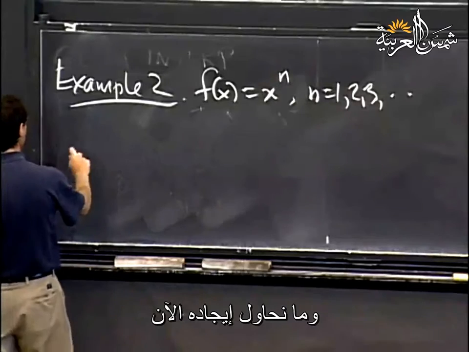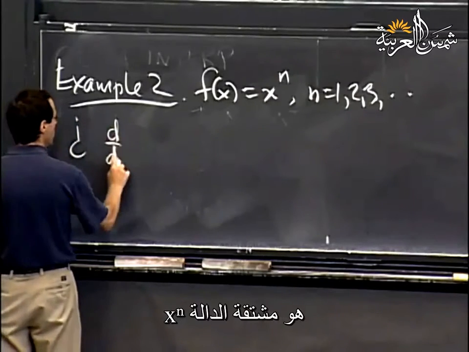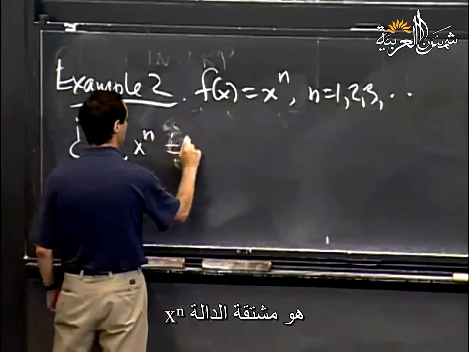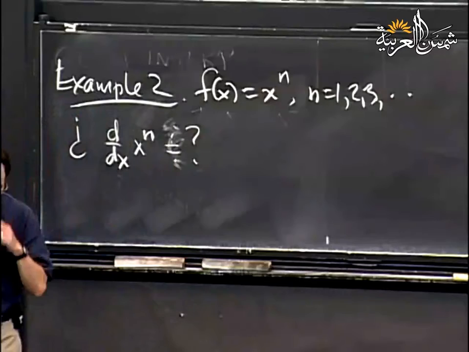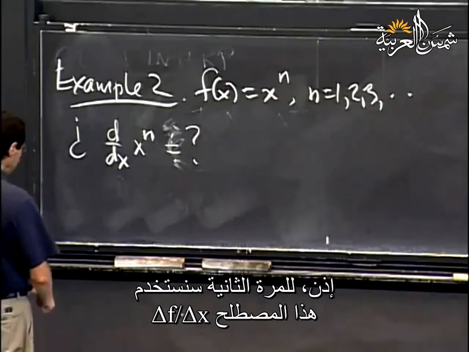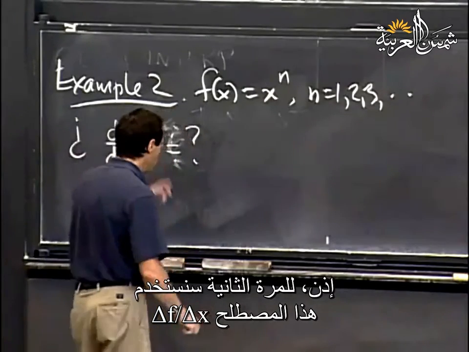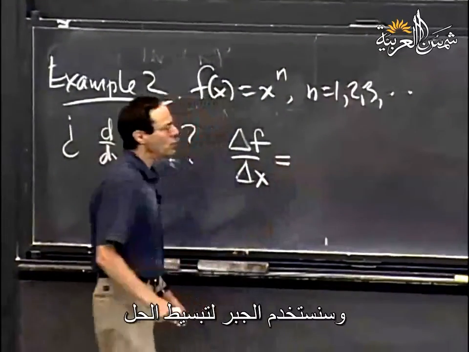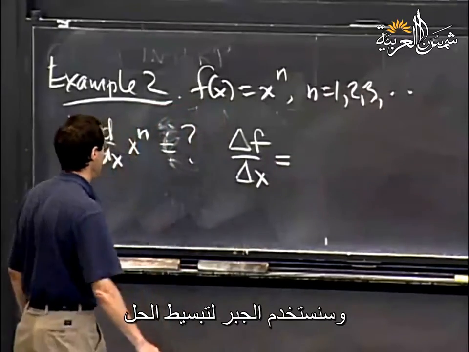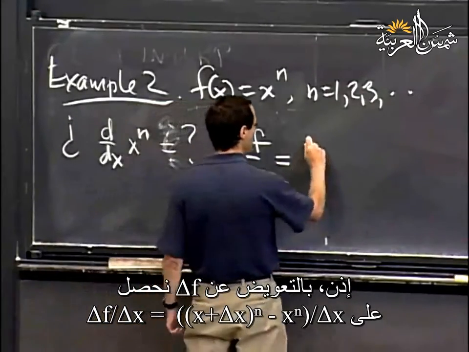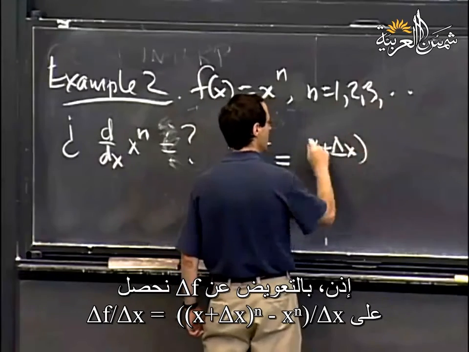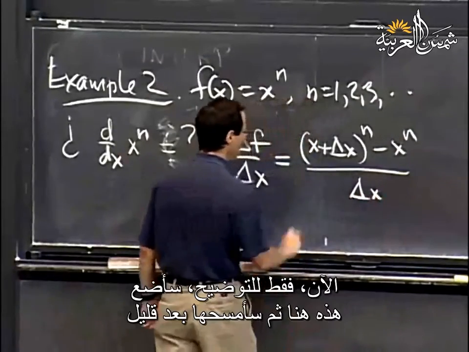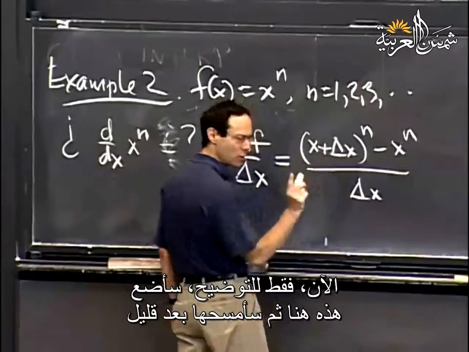And now what we're trying to figure out is the derivative with respect to x of x to the n in our new notation, what this is equal to. So again, we're going to form this expression, delta f over delta x, and we're going to make some algebraic simplification. So what we plug in for delta f is (x plus delta x) to the n minus x to the n, divided by delta x.